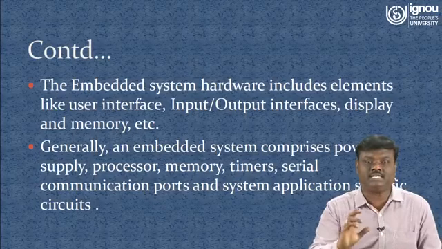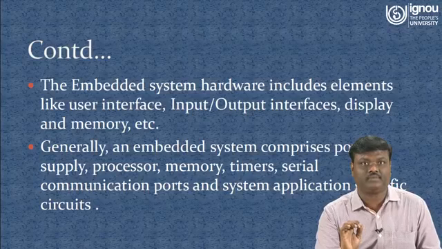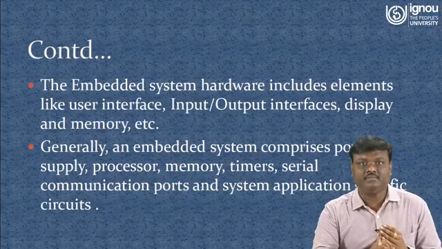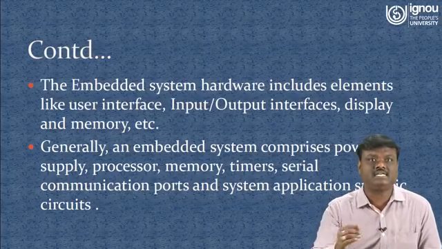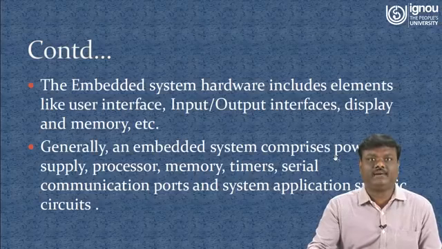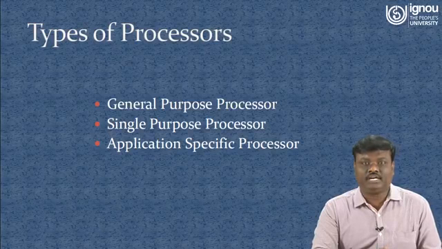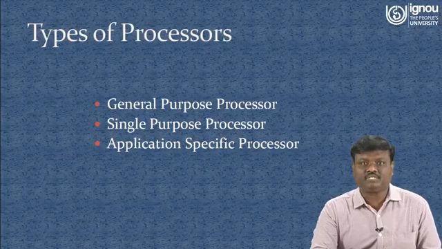Then this particular point talks about the inside part, that is the block that we are talking about, the embedded system block. So it comprises the power unit, the processor, the memory, the timers, the serial communication ports, system applications, system circuits or external interface device. So these particular things comprise that particular block of the embedded system. So there are three processors that we can talk about. One is the general purpose processor, single purpose processor, and then application specific processor.